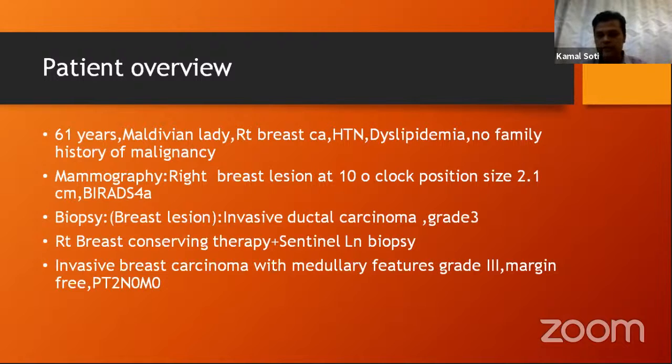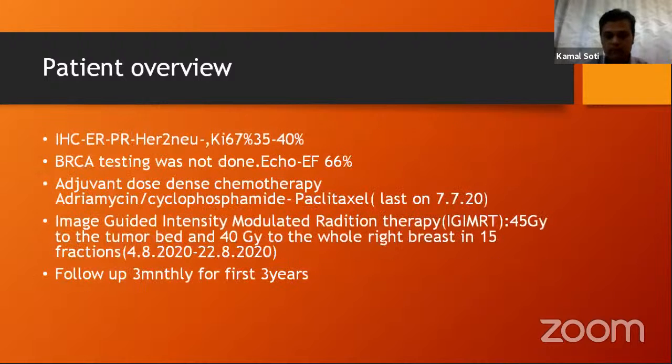She was diagnosed as pathological T2 N0 M0, invasive breast carcinoma with medullary features, grade 3, and the margin was negative. The immunohistochemistry was suggestive of triple negative breast carcinoma, based on the absence of immunoreactivity in ER and PR receptors and the absence of HER2-neu. Ki-67 was in the range of 35 to 40%. BRCA testing, however, was not done.